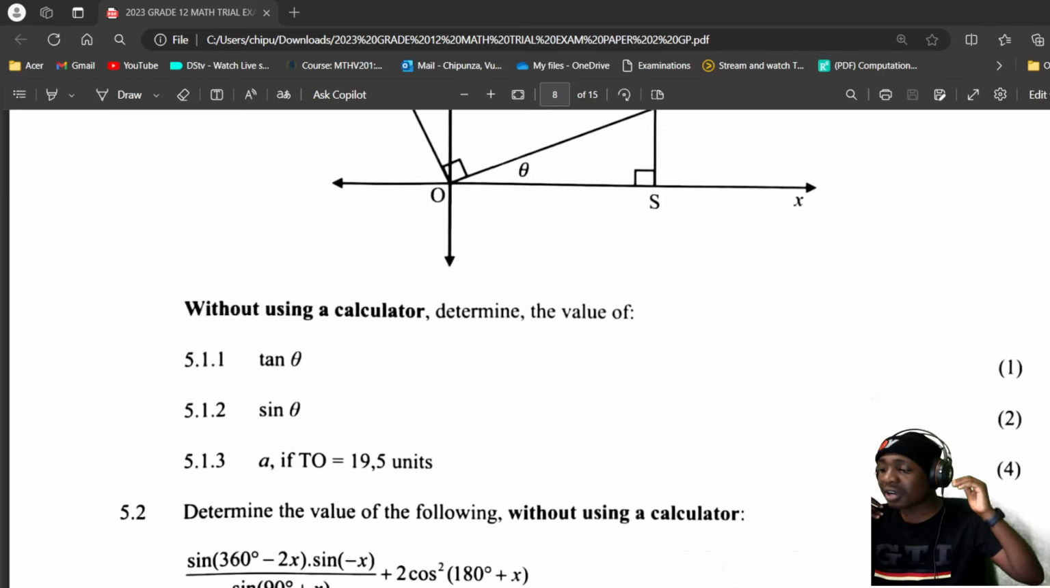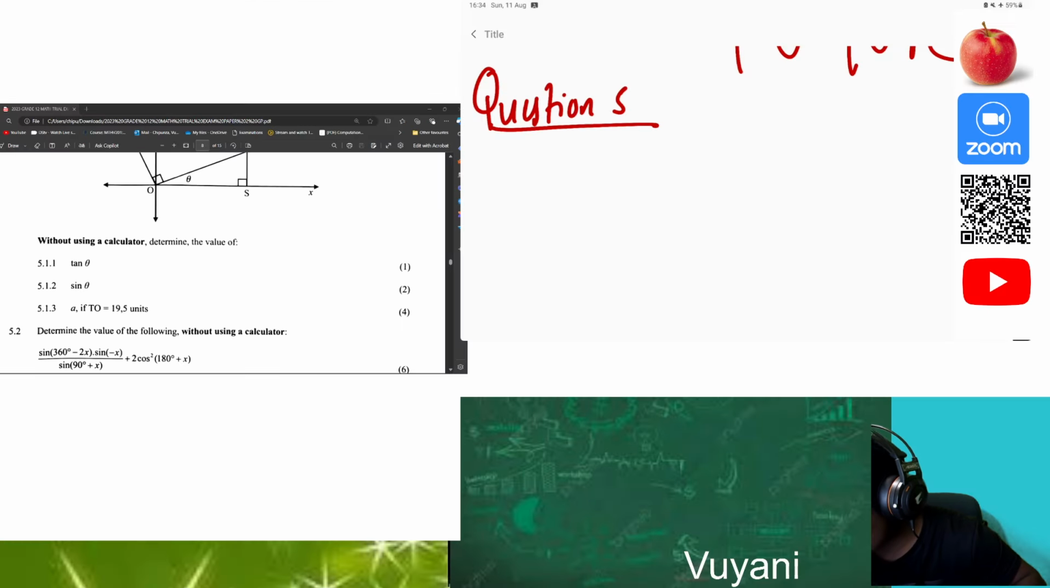Now, without using your calculator, so don't use your calculator, because if you use your calculator, when we are marking at the exam center, we know that you have used the calculator. Determine the value of tan theta, which is 5.3.1. Let's do that now.